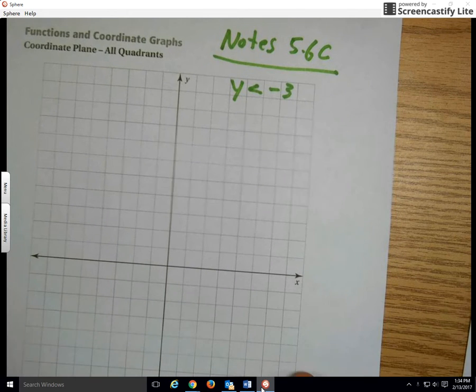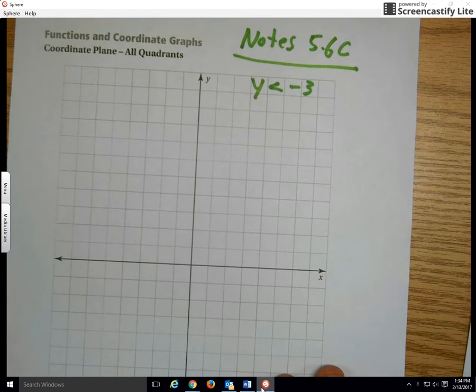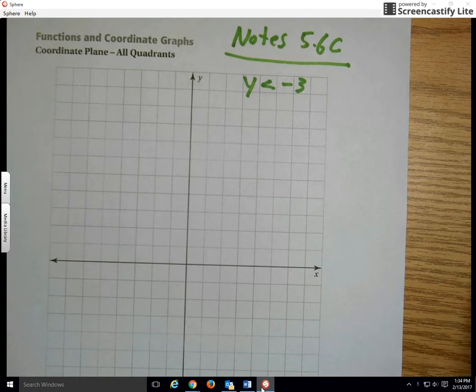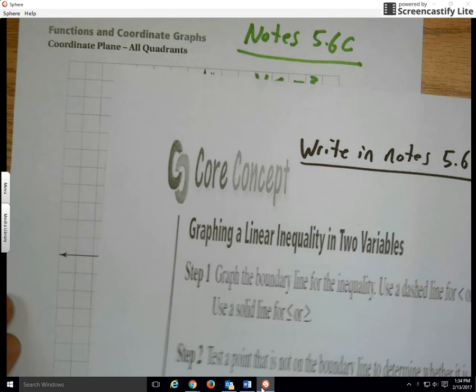Okay, we were so close to finishing this problem. I'm going to finish it right now. Do take notes on it. So we're going to do the first step, which is to graph the boundary line for the inequality.